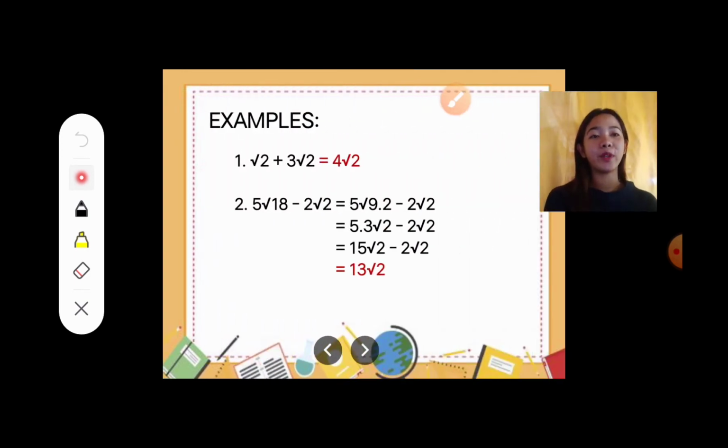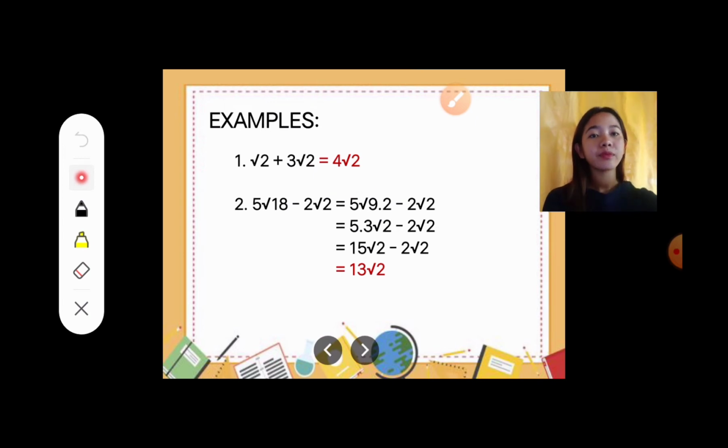Let's have an example. Square root of 2 plus 3 square root of 2. They have the same radicand and index, so we can add them. So we have 1 plus 3 equals 4. Just copy the radicand, so we have 4 square root of 2.